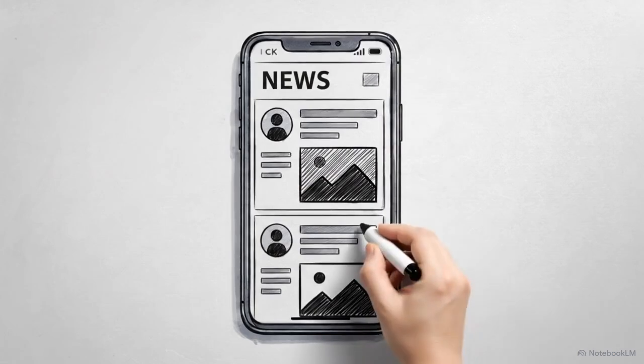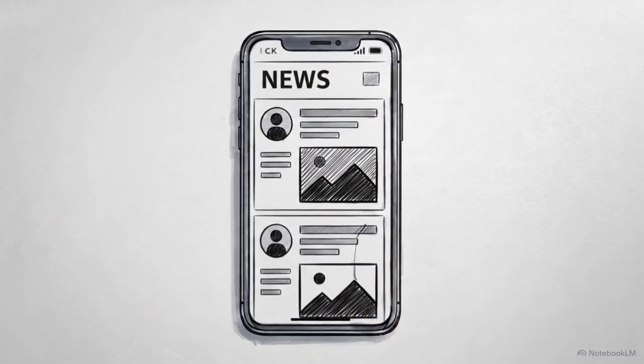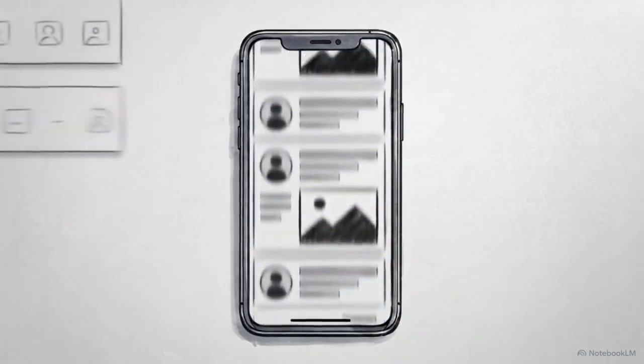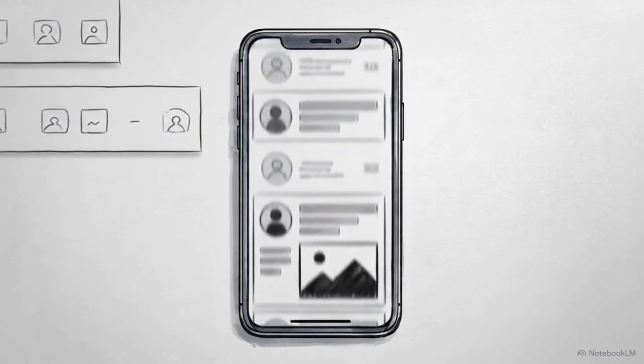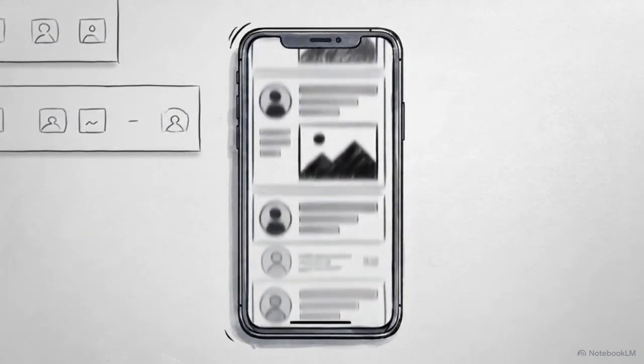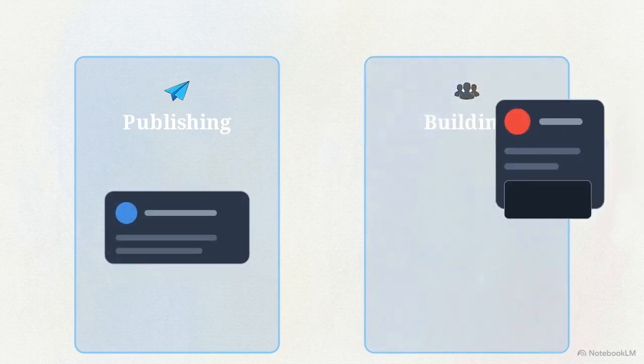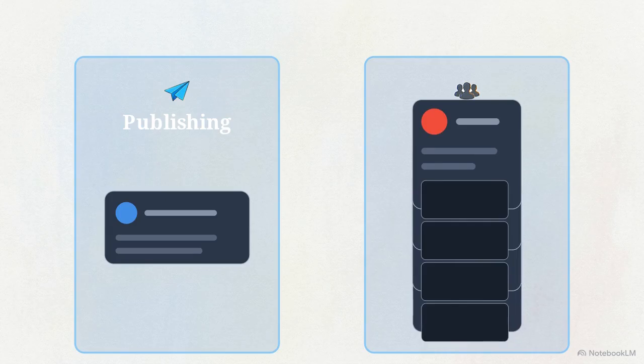A modern news feed is a personalized, constantly updating stream of content. It serves as a dynamic, chronological view of a user's entire network graph. Two core interactions define this system. First, feed publishing, where a user creates and shares a post. Second, feed building, where the system aggregates and presents updates from that user's connections.